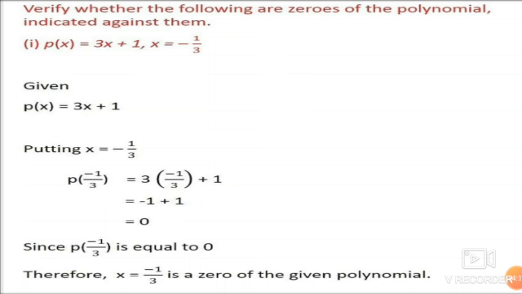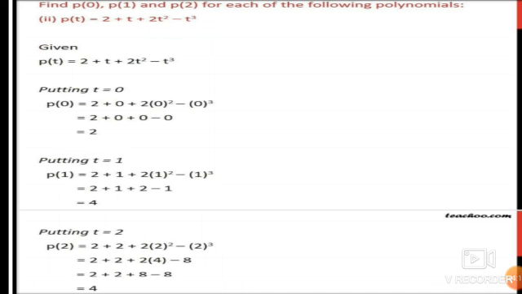Okay, next. Find p(0), p(1), p(2) for each of the following polynomials. Now we want to find the value for each polynomial. How can we find it? Let us see one by one. The given expression, we can write as it is.